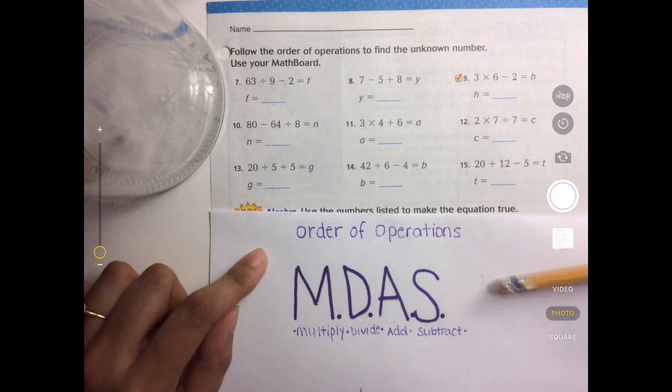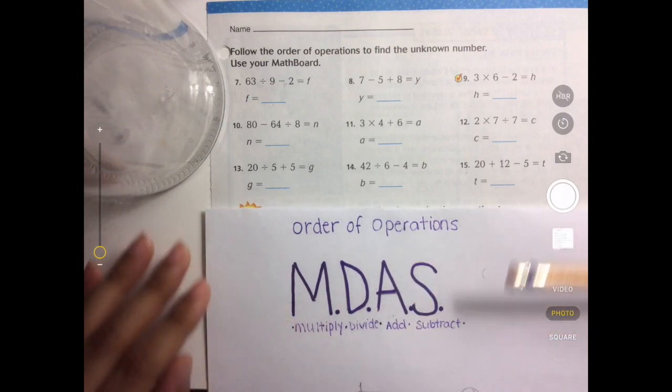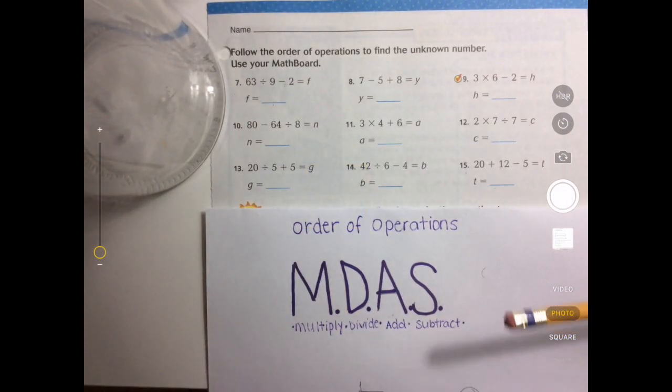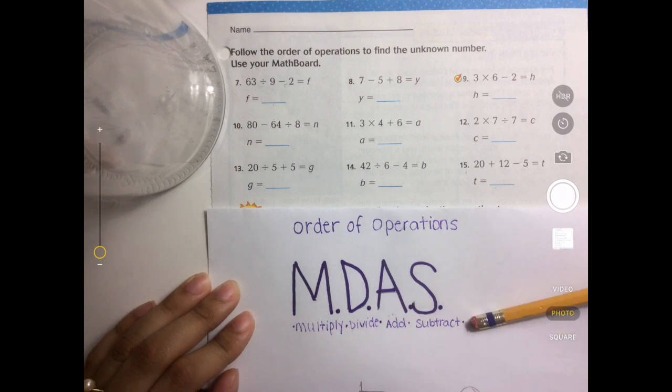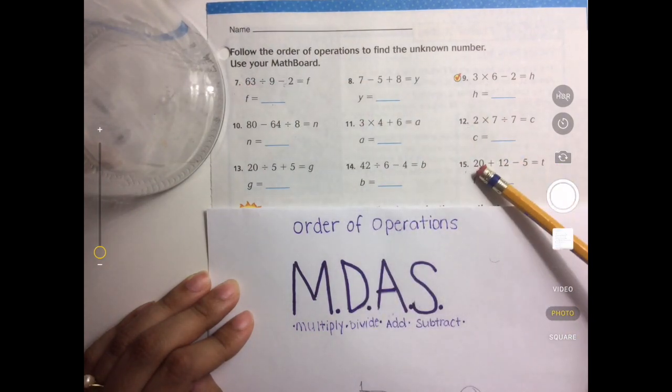This right here will be posted in OneNote under math lessons, so you can use it to help you. All right, write it down somewhere on your paper so you don't forget it as well. I'm telling you, memorize this. It will help you so much. All right, go ahead and work on your own numbers 7 through 15.